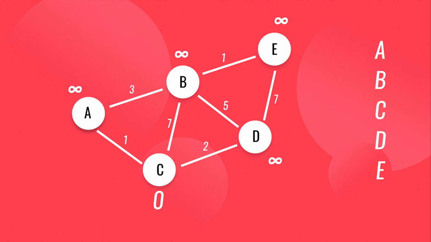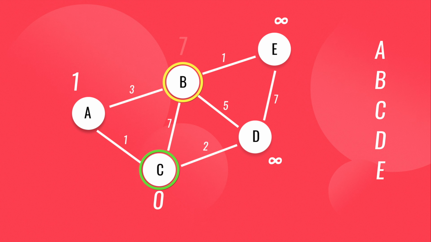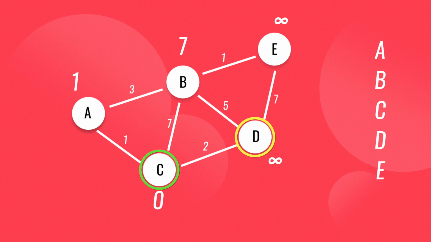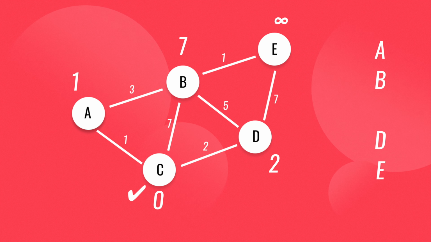The start node is C, and its neighbors are A, B, and D. To visit A from C, it'll cost 1, so we update the cost to 1. To visit B from C, it'll cost 7, so we update the cost to 7. And to visit D from C, it'll cost 2, so we update the cost to 2. We have evaluated all of C's neighbors, so we mark C as visited, so we don't go back to it.